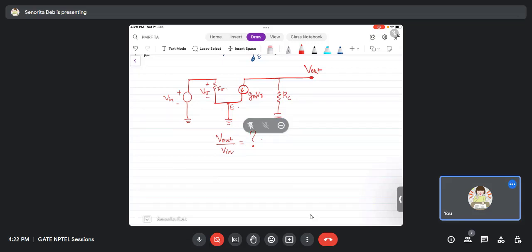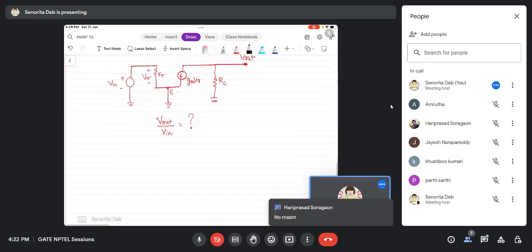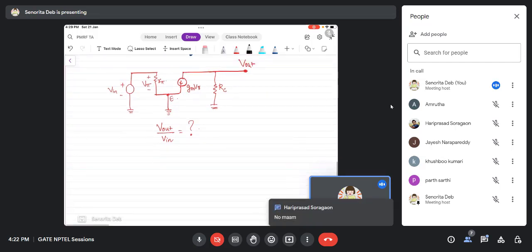Anybody who has solved it, just raise your hand. I just want to see if you guys have solved it or not. Can you please raise your hand here? So I just want to see your participation. So Hari Prasad, Jayesh, have you solved it? Did you get V out by V in? Are you facing any difficulty? You can unmute yourself and tell me.